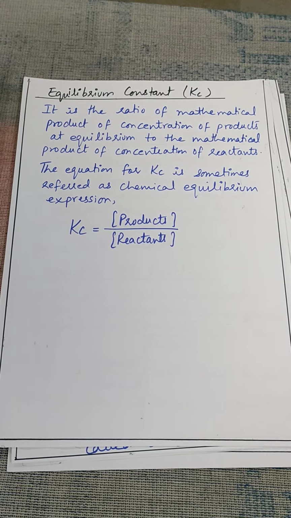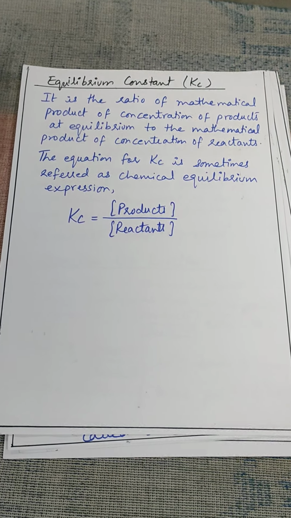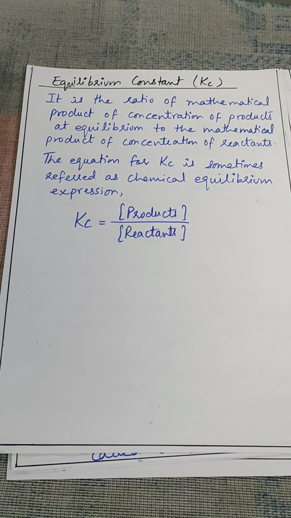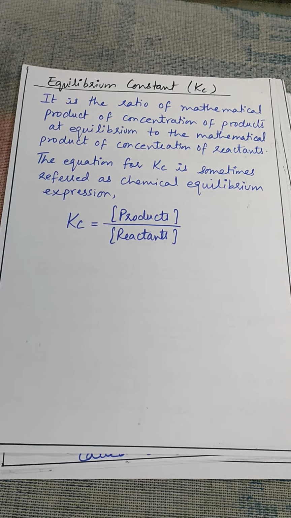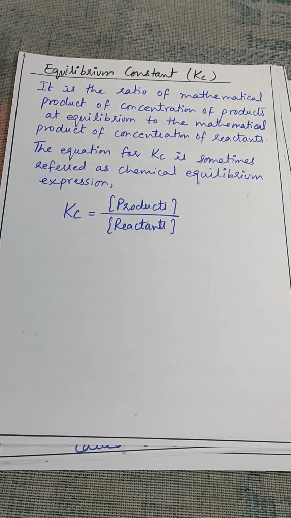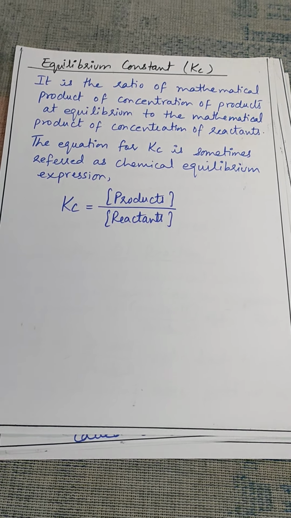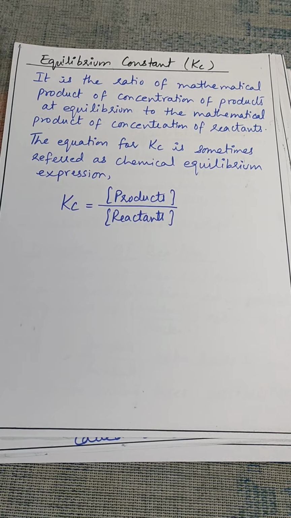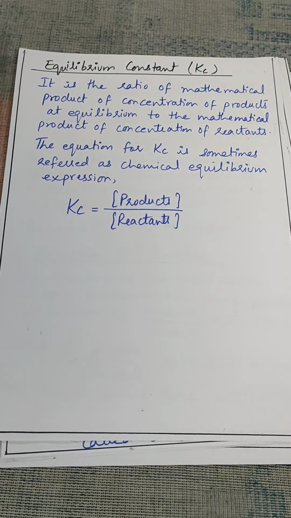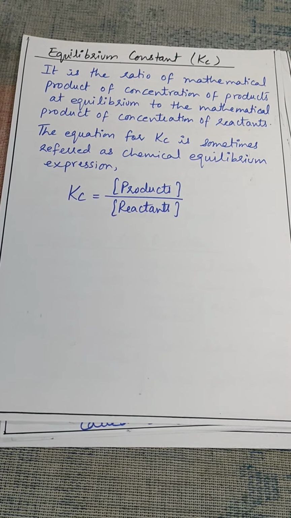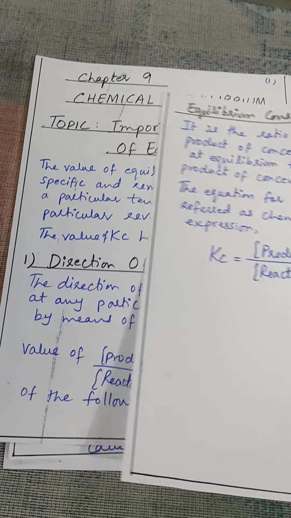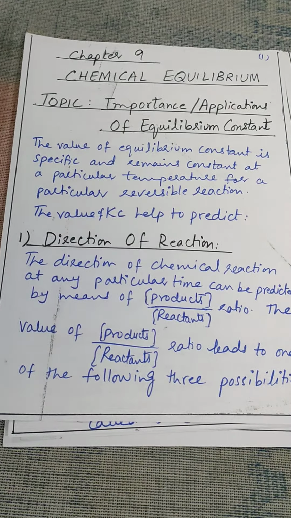Another important definition is the equilibrium constant, which is represented by Kc. So it is the ratio. What is equilibrium constant? Equilibrium constant is the ratio of the mathematical product of the concentration of the products at equilibrium to the mathematical product of the concentration of the reactants. So the equation for equilibrium constant, or Kc, is sometimes referred to as the chemical equilibrium expression. It should be written as Kc is equal to products divided by the reactants. Clear? So these are the three main definitions of the chapter.